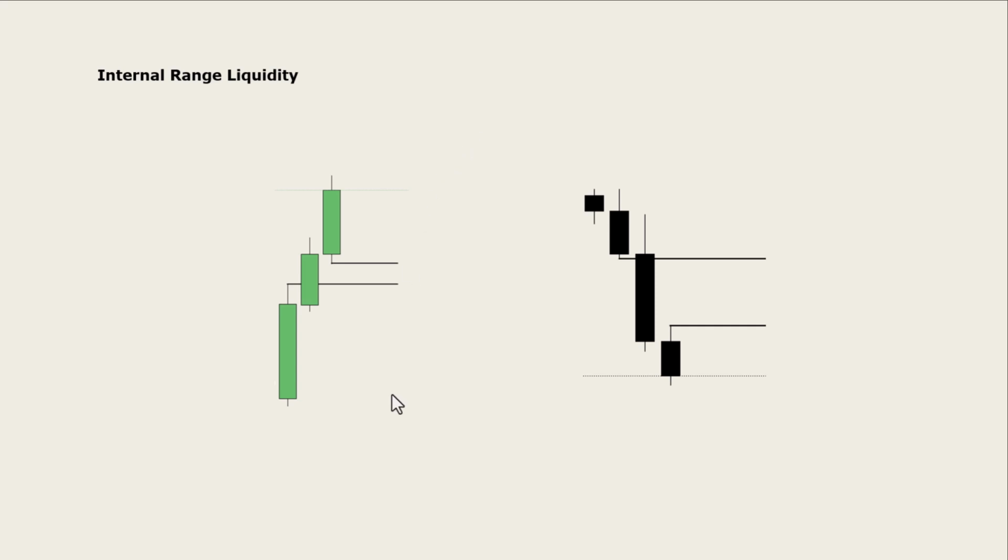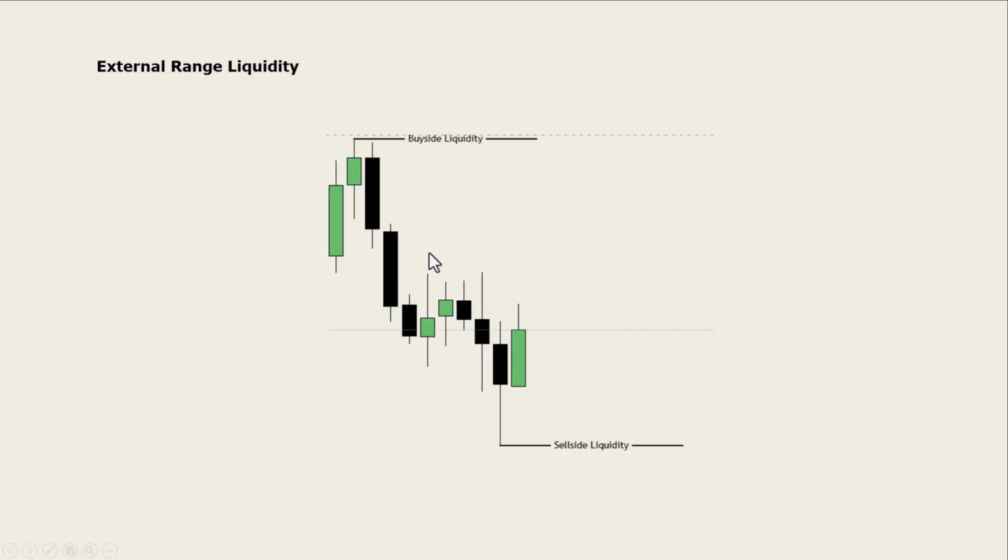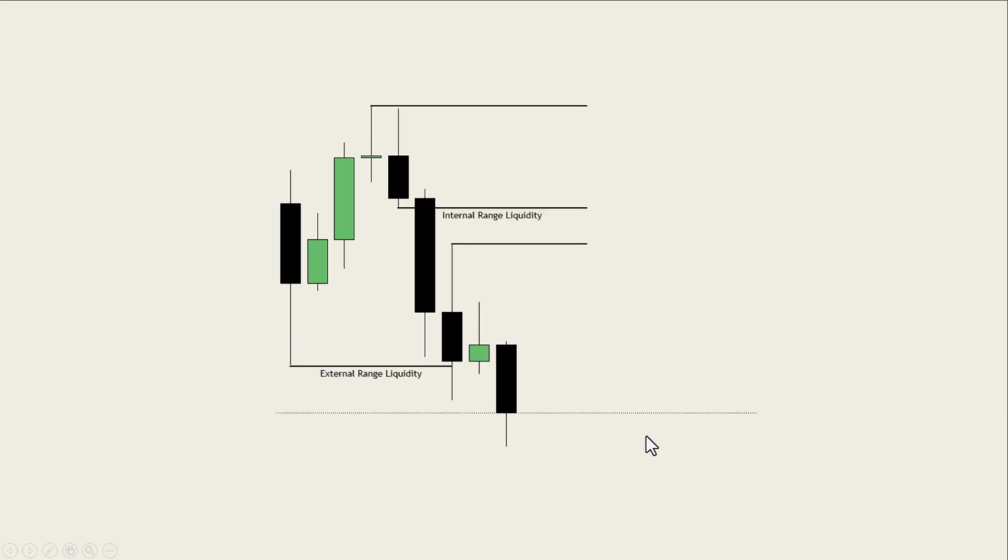Internal range liquidity is in the form of fair value gaps, and we have a bullish fair value gap and a bearish fair value gap, while external range liquidity is in the form of swing high and swing low. In every swing high we have buy side liquidity, and in every swing low we have sell side liquidity. So let's look at the relationship between the internal range liquidity and the external range liquidity.